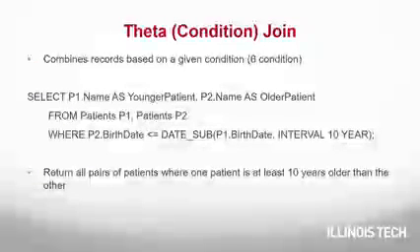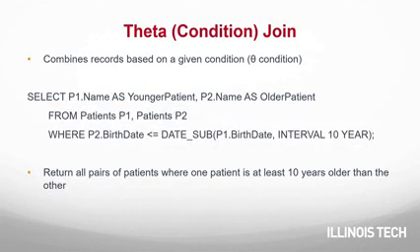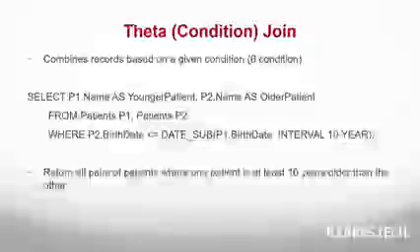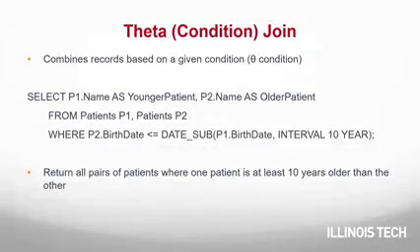So we're looking at all possible ways to pair patients with patients, such that the birth date of P2 is less than or equal to the birth date of P1 minus 10 years. And the way that that's represented in the system is there's a function date sub, which is subtraction of 2 dates, and you can specify the interval being some number of days, months, or years. Here we're specifying an interval of 10 years, so the patient 1 birth date minus 10 years has to be greater than or equal to patient 2's birth date. So patient 2 is at least 10 years older than patient 1.